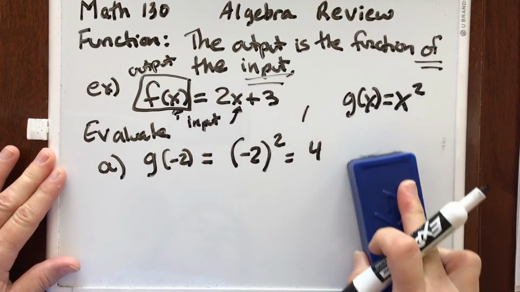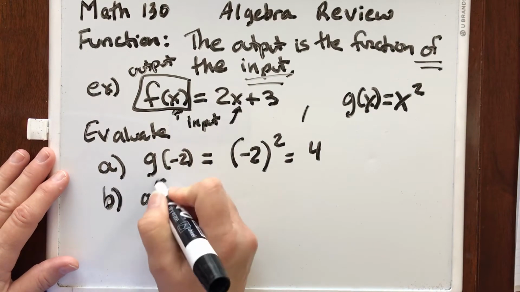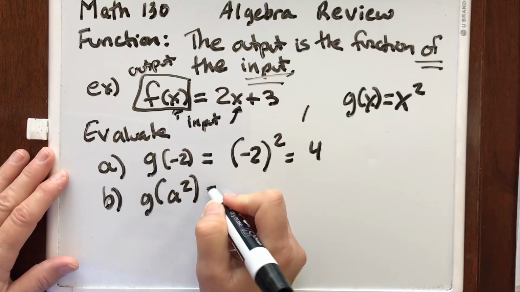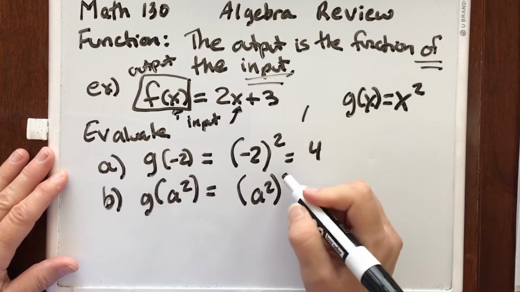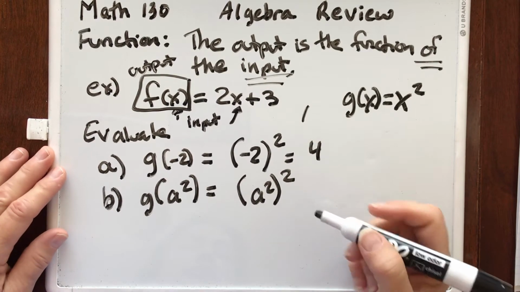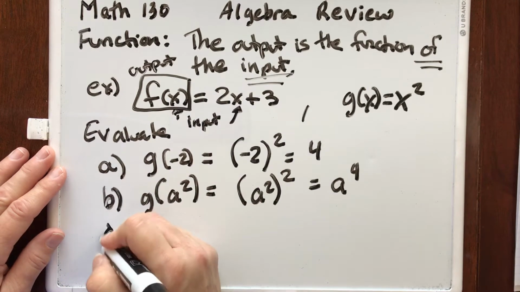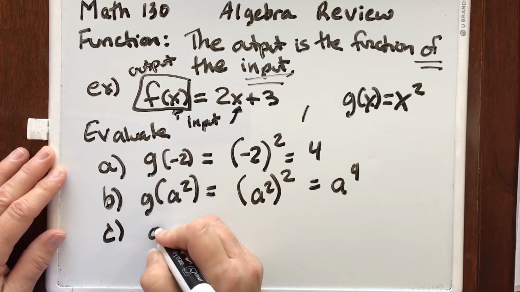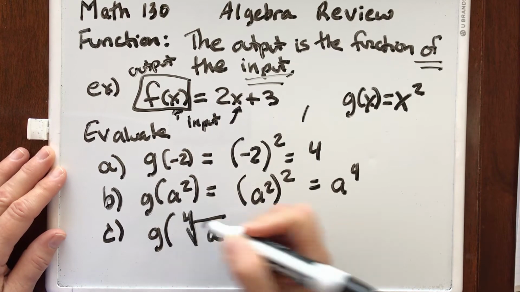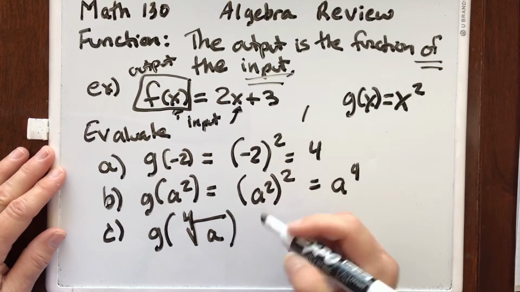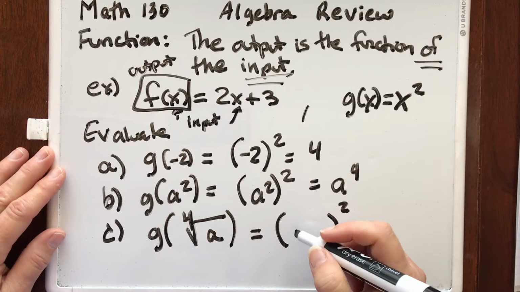So I'm going to take this away. Okay. Now, if we did this with a letter, g of a squared, we'll go ahead and put it in there. We're going to put a squared into our x, and then we're going to square it, and that becomes a to the 4th. All right, another one, C. We have g of the 4th root of a. So we're going to square that. Again, I put that in parentheses. And we get the 4th root of a.